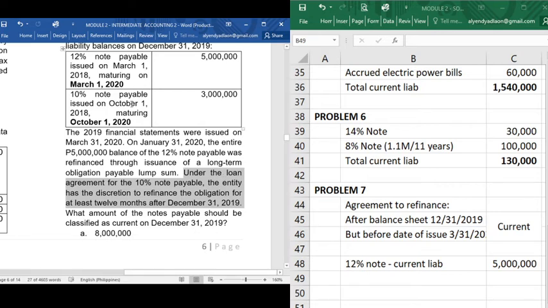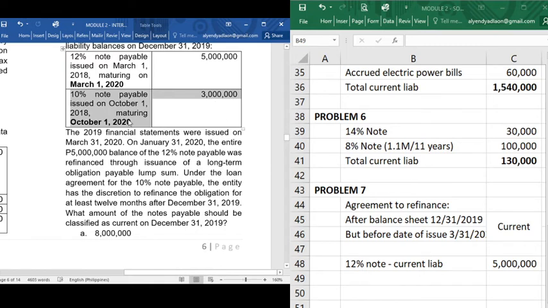Now, although it matures in 9 months from now, the entity has the right to defer the settlement, or the right to refinance the obligation anytime, for at least 12 months. So it can change the due date for 12 months. Instead of the debt being 9 months, it can extend it beyond 1 year, beyond 12 months. At least, right? So it could be 12 months, 18 months, or 24 months. So in that case, this 10% note payable should be treated as a non-current liability.